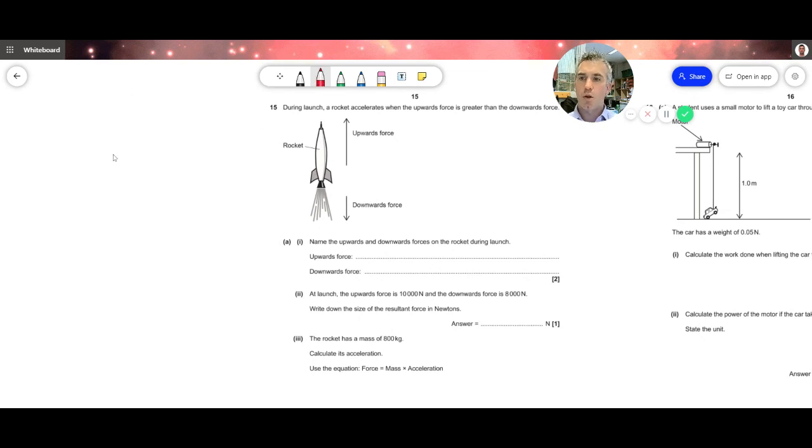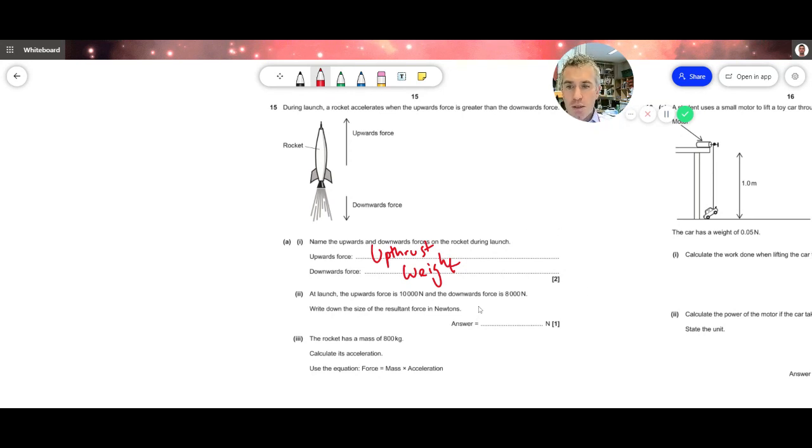Okay. During a rocket launch, a rocket accelerates upwards with a force greater than the downwards force. Name the forces. Upward force is upthrust, or just thrust would work, and the downward force is weight, not gravity. It says allow gravity. Sometimes it doesn't allow gravity. You can say gravity then, but you're only cheating yourself.